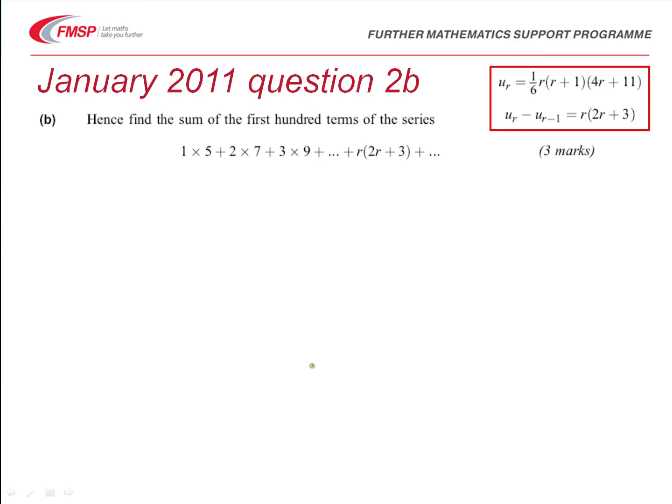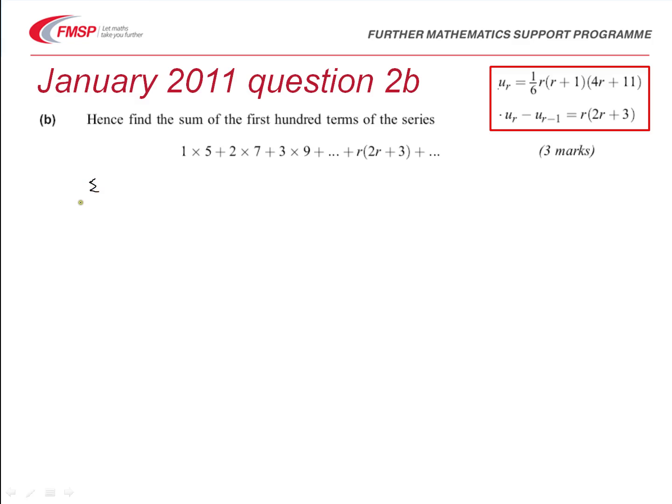Then on to part B. As I said, we're going to use the results from part A, which I've written up the top here. So we can see, what are we doing? We're trying to sum the first 100 terms. So the first value of this is when R is 1, going through to when R is 100.